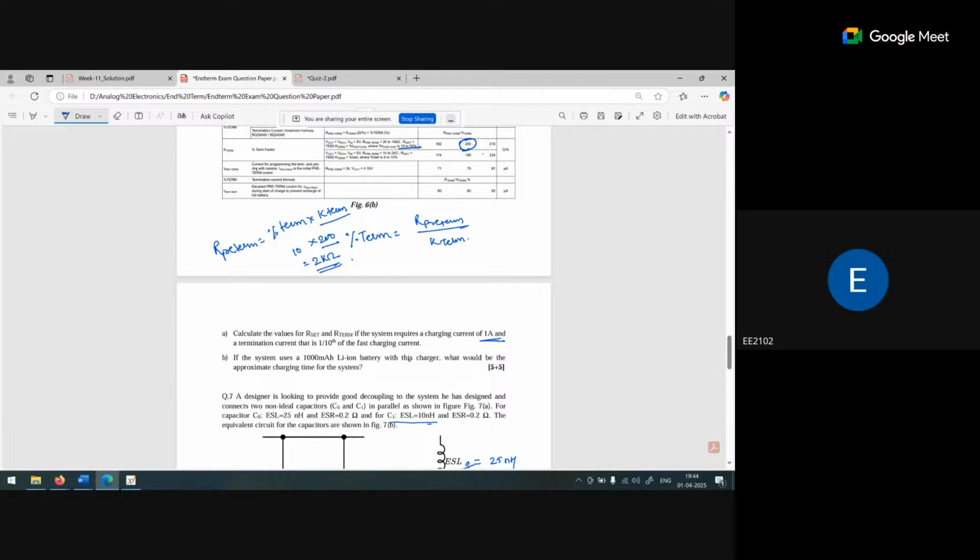Now, if the system uses a 1000 mAh battery, that means a 1 ampere hour battery that will be charged with 1 ampere. So how much time will it take? The time taken is 1 hour. So what is the charging time? 1 hour. What is the charging time? 1 hour.